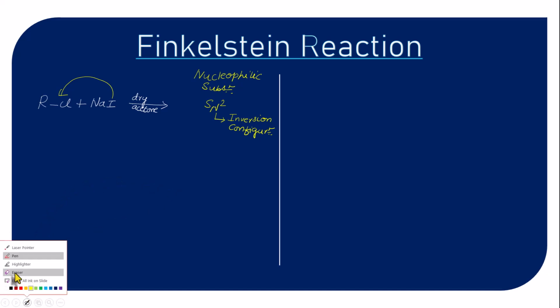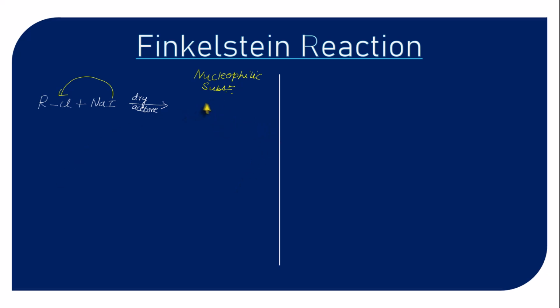Let me just clear the board before we proceed writing with the equation. Okay, now what's the product going to be? See, this R will now combine with the I, and we obtain the respective alkyl iodide, along with this Na combining with Cl, forming NaCl. Thus obtained NaCl will precipitate out. Therefore, the equilibrium will shift to right, favoring the formation of the alkyl iodides.